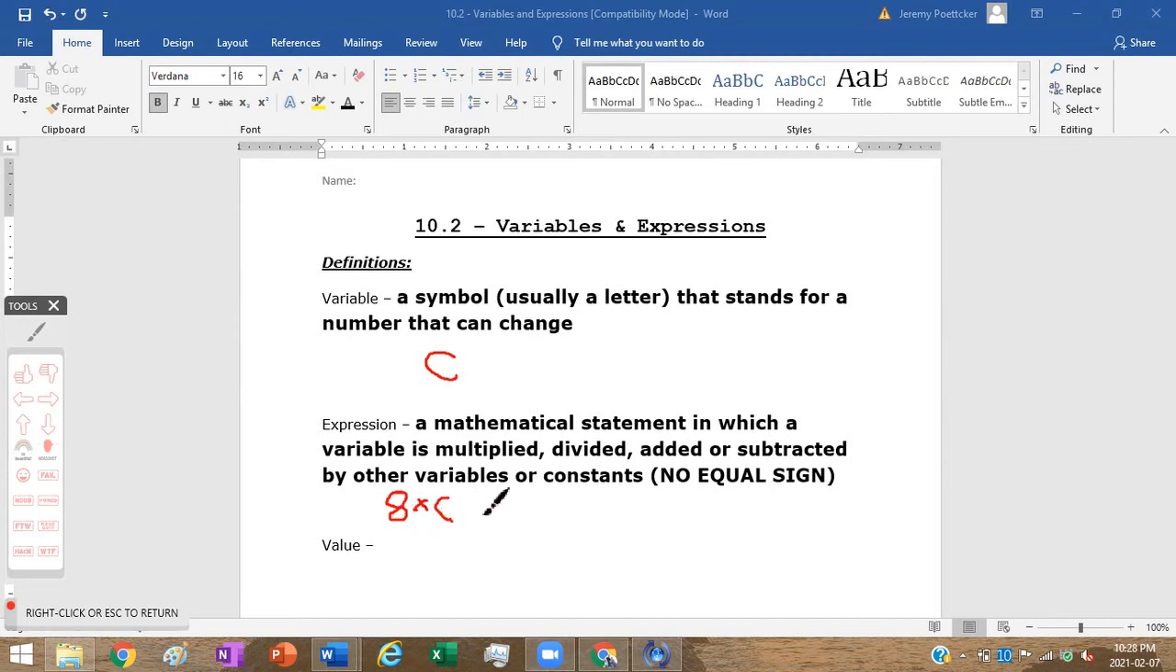This takes us on to our next term. So pause if you haven't written those down already. The next term we're dealing with is value. The value is simply the number that a variable stands for in a particular expression or equation.